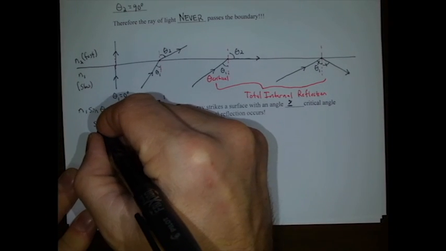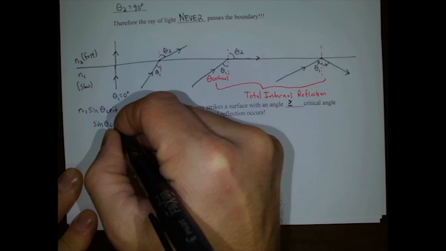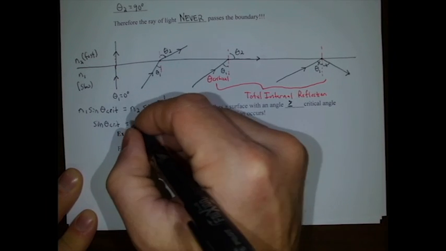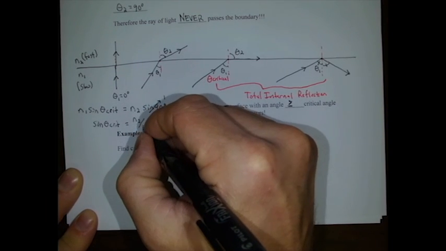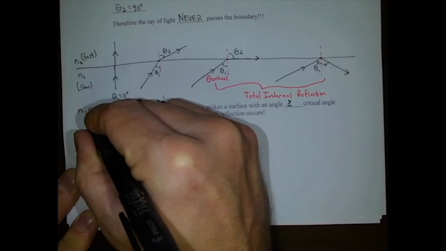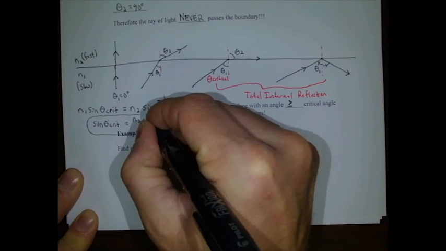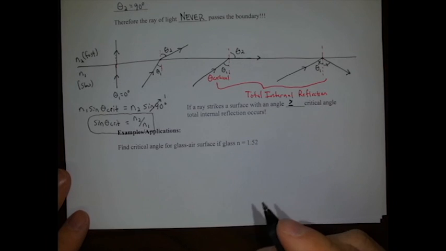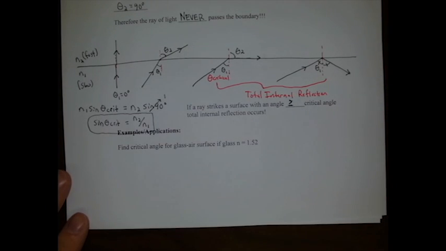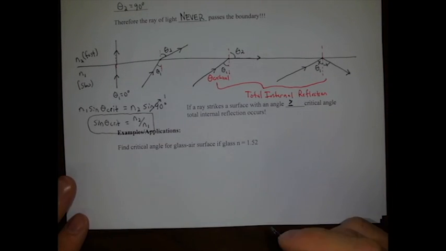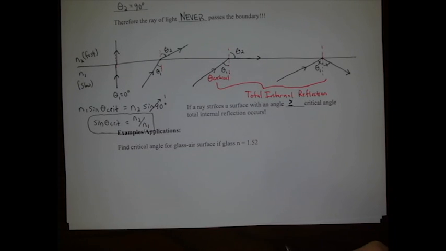So we can come up with a relationship now to figure out what the critical angle is. The sine of the critical angle is simply going to be N2 divided by N1. So this ratio of index of refraction can be used to determine the critical angle. So please add that to your equation card and we can figure out when total internal reflection occurs.